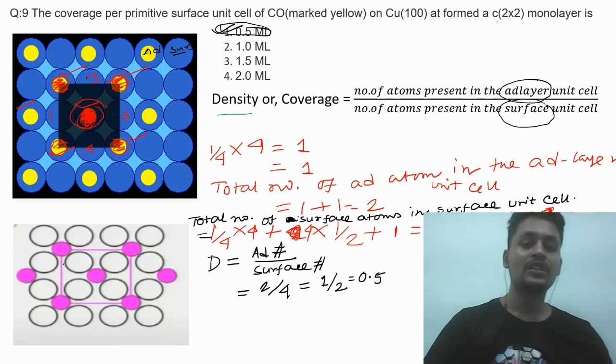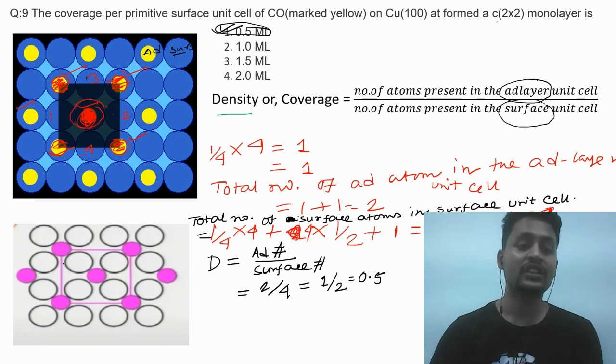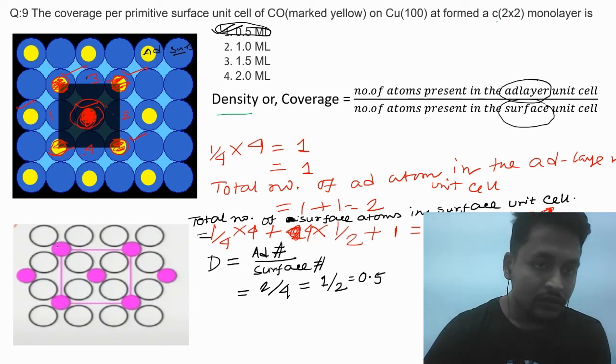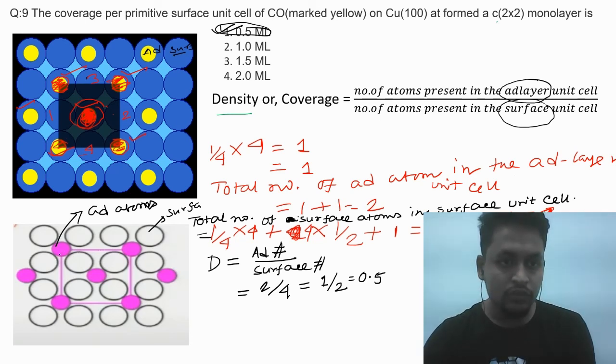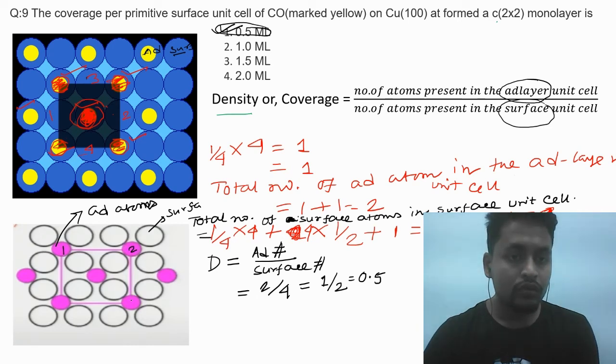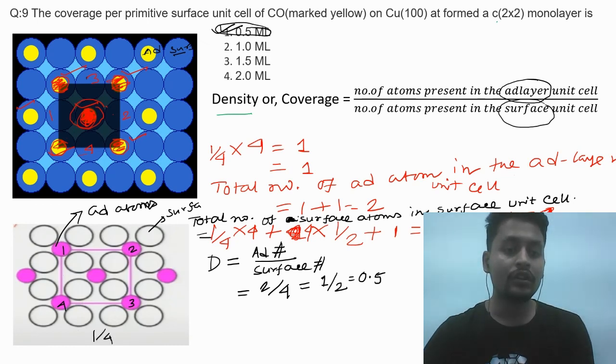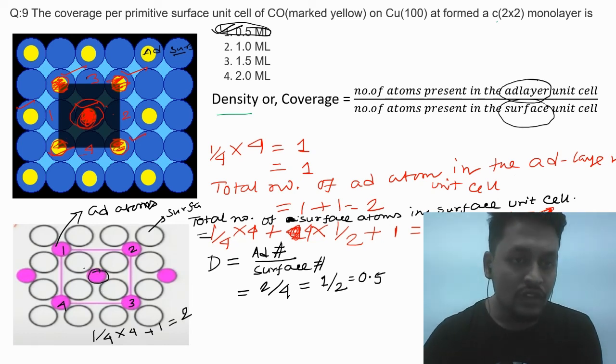I have taken one more example to calculate the density or the coverage, so it will be much clearer to you. These pinks are the add atoms, and these are the surface, and this is the unit cell marked. In this unit cell, how many atoms of the add layer are there? 1, 2, 3, 4. So 4 are in the corner. Obviously, this will be 1 by 4 into 4, plus 1 add atom in the middle, which is not shared by anyone. So the total is 2.